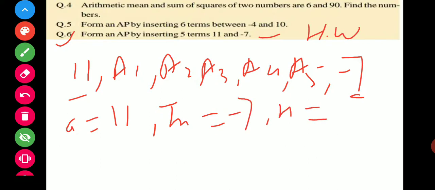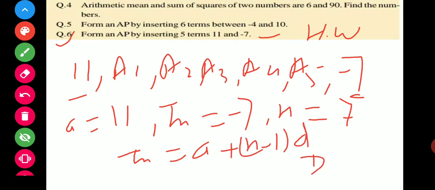how much? That is 7. And apply the formula. Tn is equal to a plus n minus 1 into d. And now you can do it as in the fifth question. You have to do this question the same way. OK, you can do that, that is the homework.